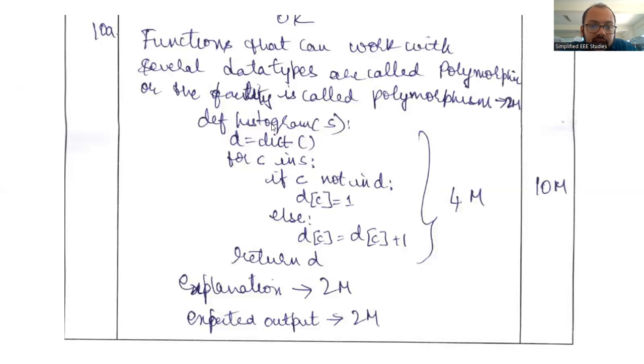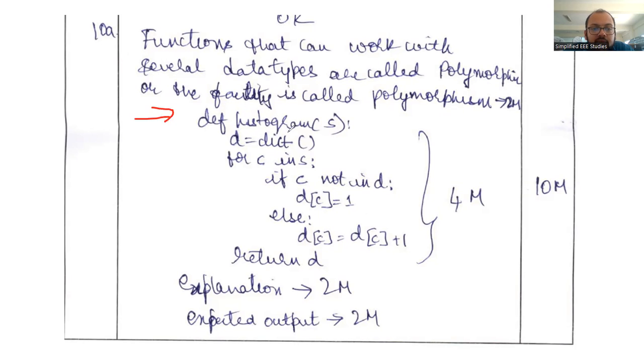So you can explain polymorphism: functions that can work with several data types are called polymorphic. Functions that can work with several data types, that is generally called polymorphism. You might have studied polymorphism in biology, so you can explain with a similarity. You can explain with the help of this program. The steps are very simple; the steps are given, you can have a look at this. So present the steps very clearly.